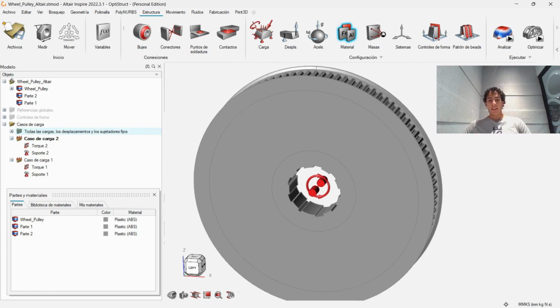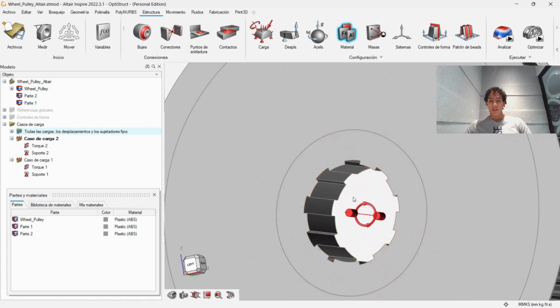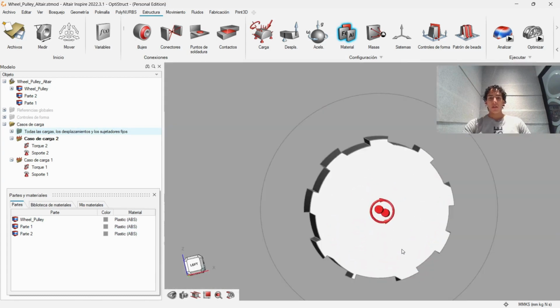It is set on the faces of every tooth the pulley has, and the anchor point is set in every contact the pulley has with the wheel hub. Also, I selected ABS plastic as the material for the entire part since it will be 3D printed.